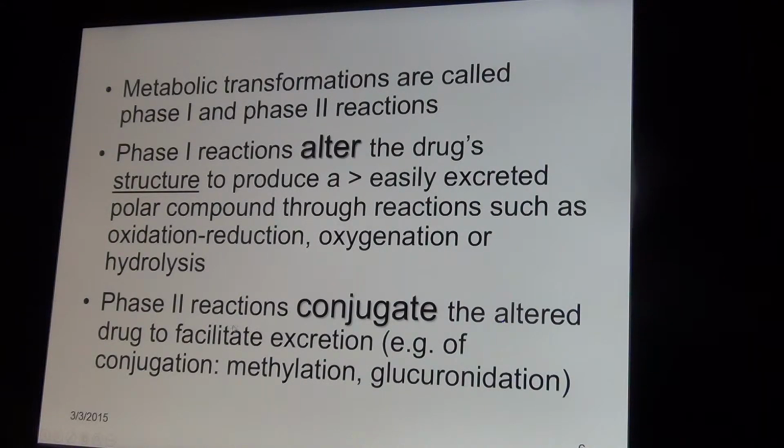Phase 2 reactions conjugate the altered drug. You know that the drug has been altered through the phase 1 reaction, such as oxidation-reduction, oxygenation, or hydrolysis, and then the drug may proceed to undergo a phase 2 reaction. So it undergoes conjugation, which conjugates the altered drug to facilitate excretion. Examples of conjugation include methylation and glucuronidation.